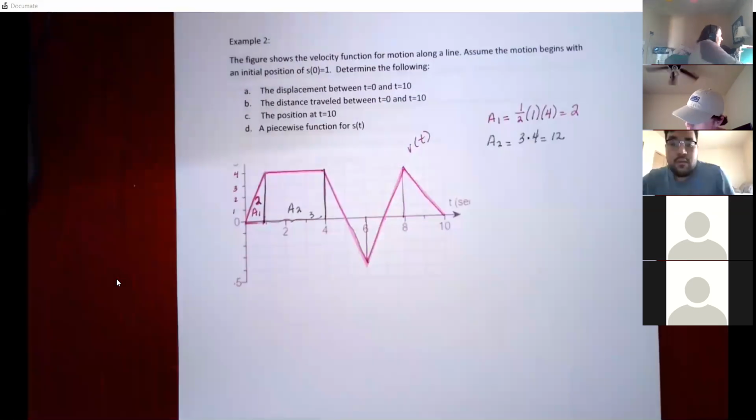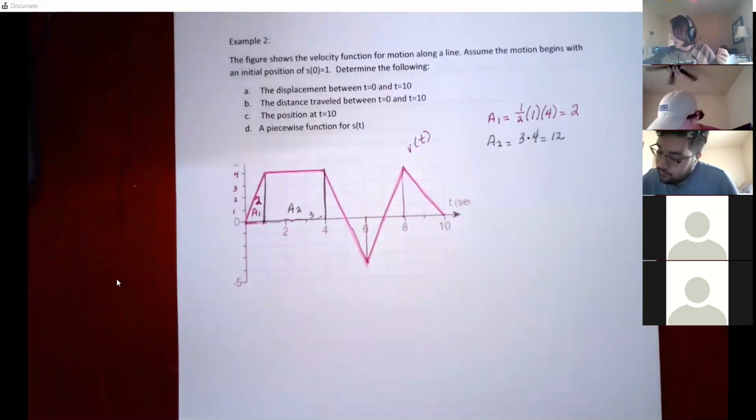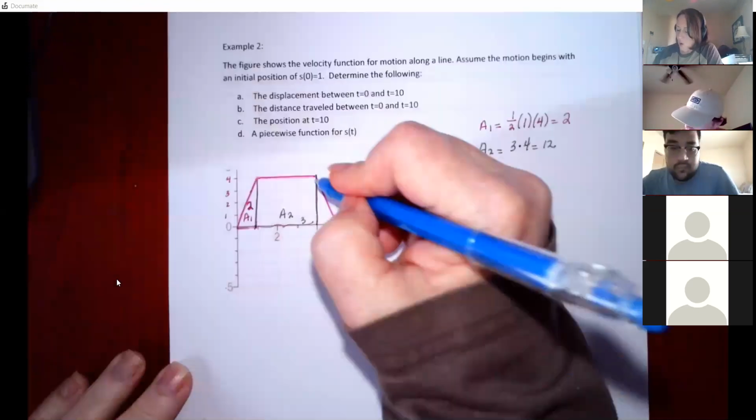Looking for a different color pen. Hang on just a second. Okay, I have 473 pens and can't find a single one that I want. Okay. What about this one?